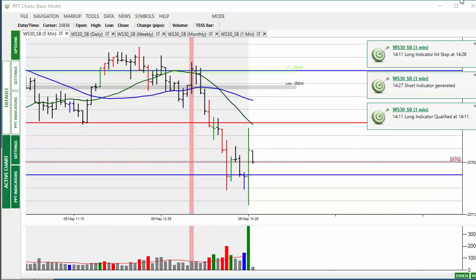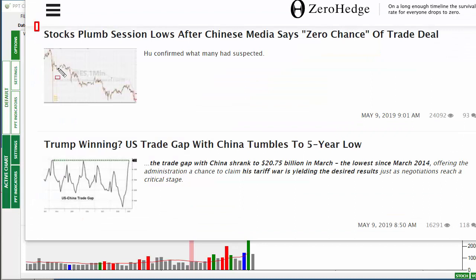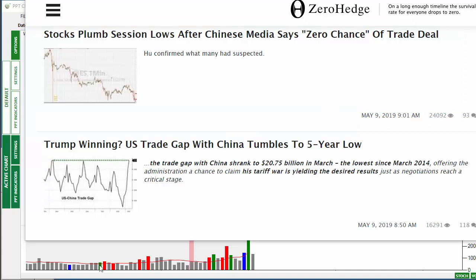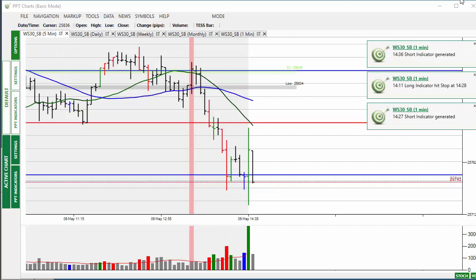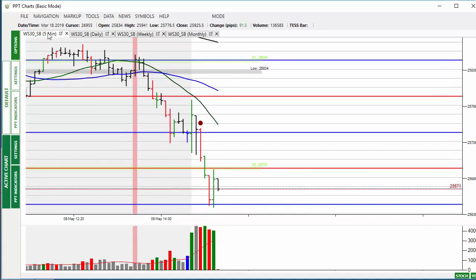So here's the start of the session. You see the buying coming into the market, and then the news hits. Okay, so this is the news that sent the markets lower. Stocks plumb session lows after Chinese media says zero chance of a trade deal, and this sent the market lower, and you'll see it continue lower.